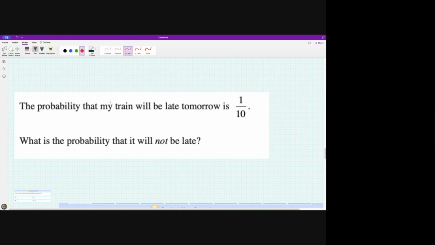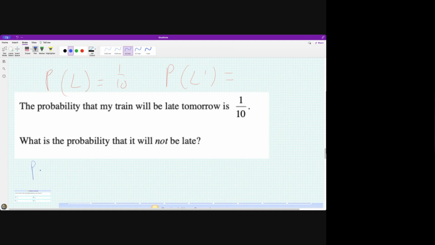If the probability that my train will be late tomorrow is 1 out of 10, what is the probability that I will not be late? So we'll say the probability of the train being late would be 1 over 10. What is the probability of the train not being late? This is how we would write it in probability notation.